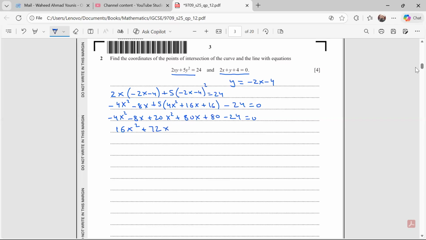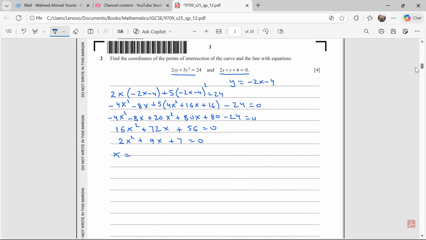And finally, 80 minus 24 will become 56, equals 0. I can simplify it a little bit by dividing by 8, because 8 is the common factor among all of these. So this becomes 2x squared plus 9x plus 7 equal to 0. And now I can apply the quadratic formula.